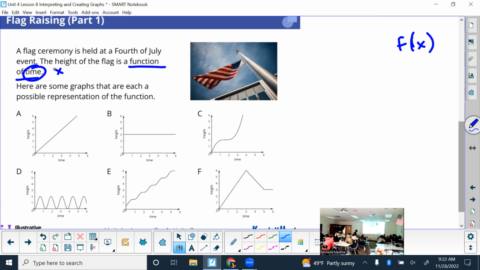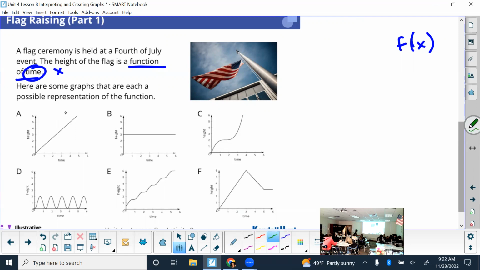Just a little tip for you, if you need to figure out which is independent or which is dependent, or your X or your Y. So function of time, that's why time is on the x-axis. It usually always is if it's time. So we have some graphs that are each a possible representation of the function of them doing something with the flag. We're going to divide and conquer this.